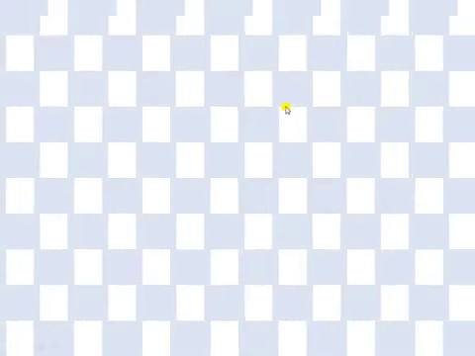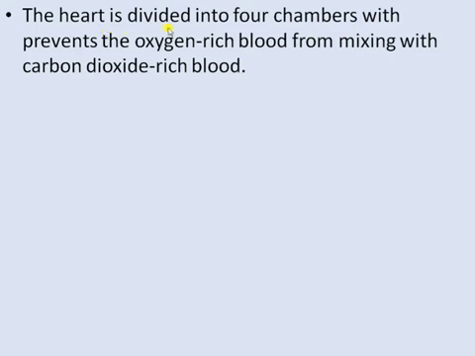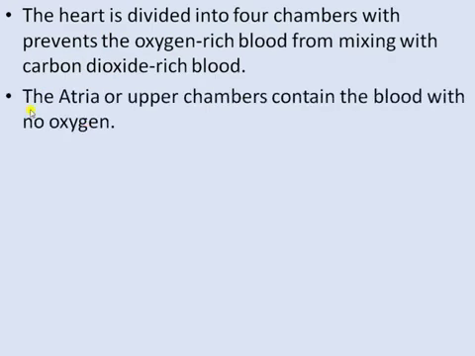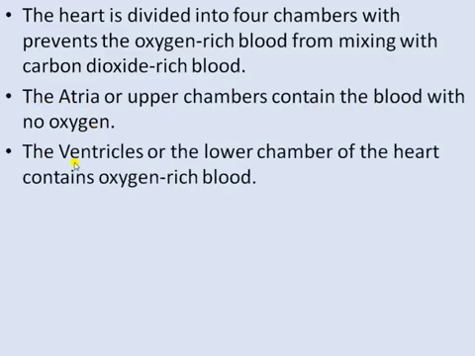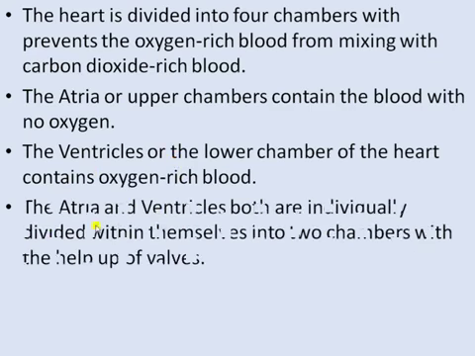Next is about the heart. The heart is divided into 4 chambers which prevent the oxygenated blood from mixing with the deoxygenated blood. Second, the atria or the upper chambers contain blood with no oxygen, and the lower chambers, the ventricles of the heart, contain the oxygenated blood. The atria and the ventricles are divided by valves, the bicuspid and tricuspid valves.